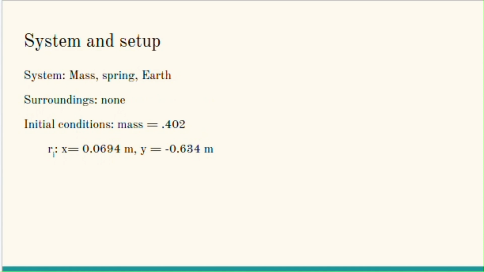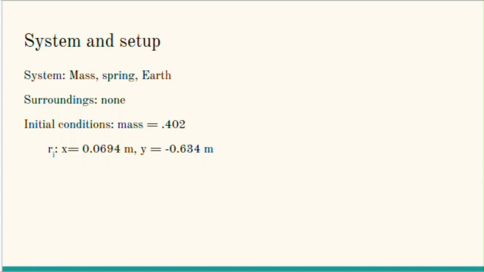For the experiment, I utilized the provided video file in Tracker, and the system consists of the mass, spring, and the earth, leaving the surroundings empty. I calibrated the spatial distance using the known length of the spring from the pre-lecture videos and set the origin at the rigid attachment point of the spring. By tracking the center of mass frame by frame, I extracted the changing coordinates.